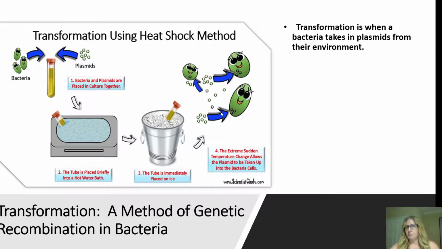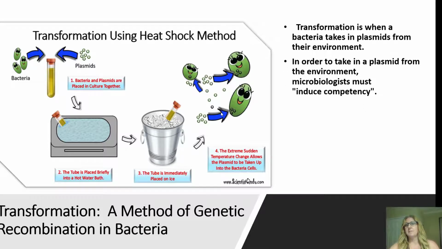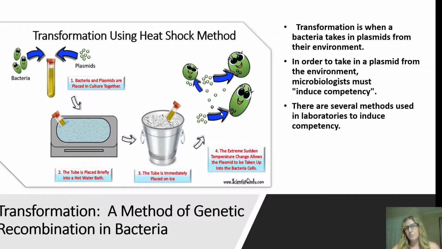Transformation is not a natural process. This is a process that is done artificially in a lab. What happens in transformation is the bacteria will take up a plasmid from the environment. In order to have this happen, the microbiologist must induce competency because they don't really readily want to take up plasmids that are found in their environment.